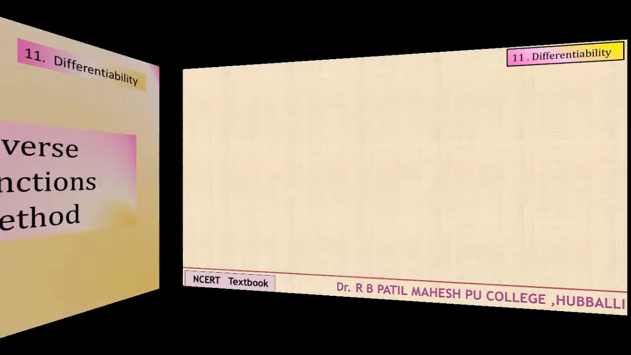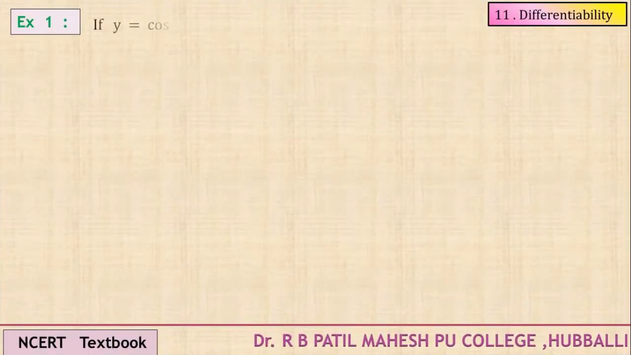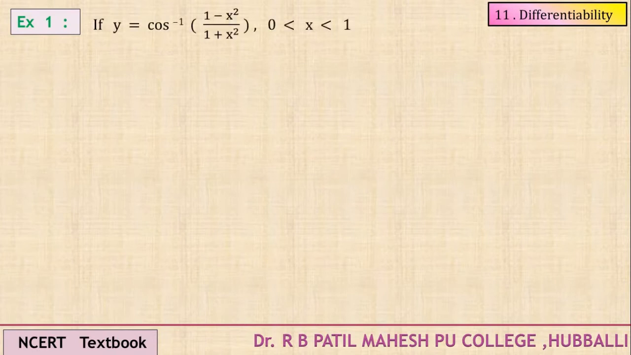First example: if y is equal to cos inverse of (1 minus x square) divided by (1 plus x square), and x is less than 1 and greater than 0, then find dy by dx. Dear students, in this example we have the condition that x is between 0 and 1. I will explain why this condition is given later, after writing a few steps of the answer.